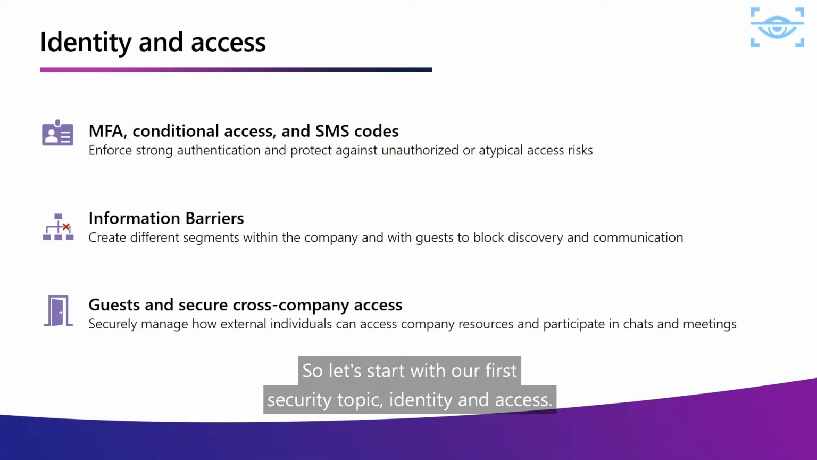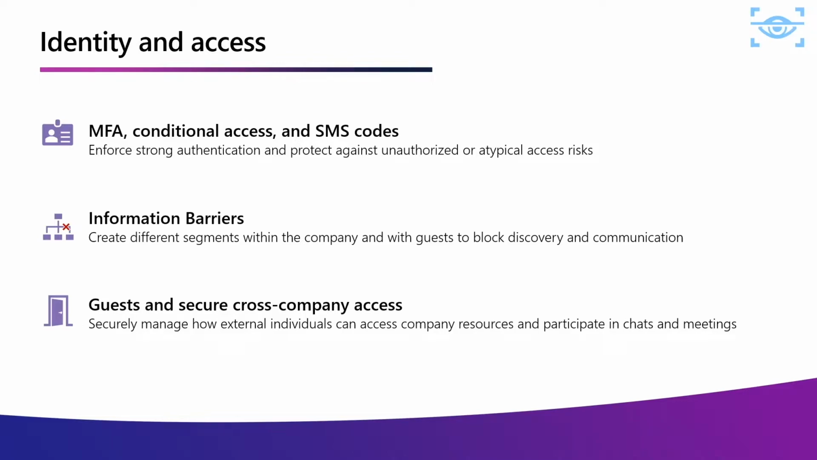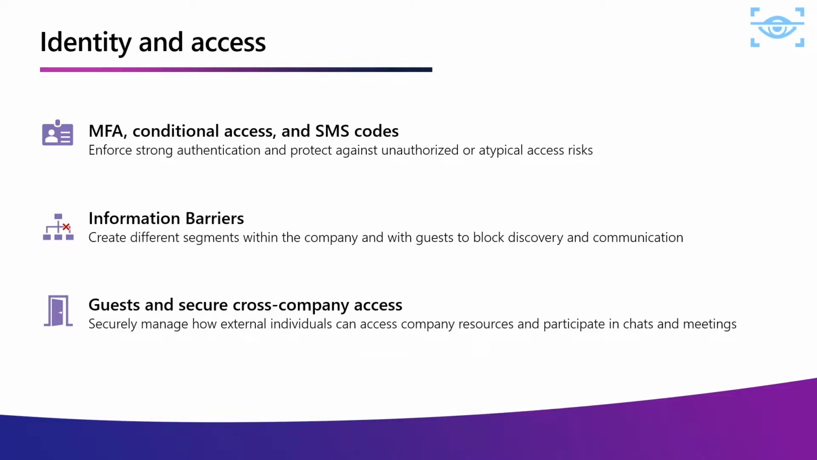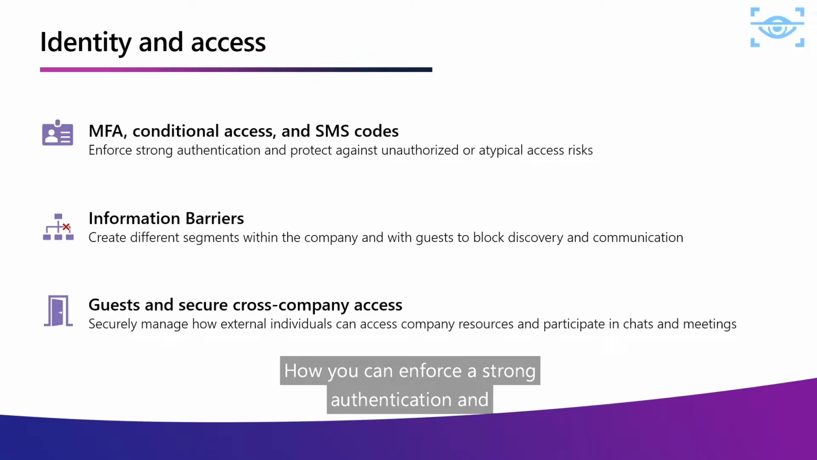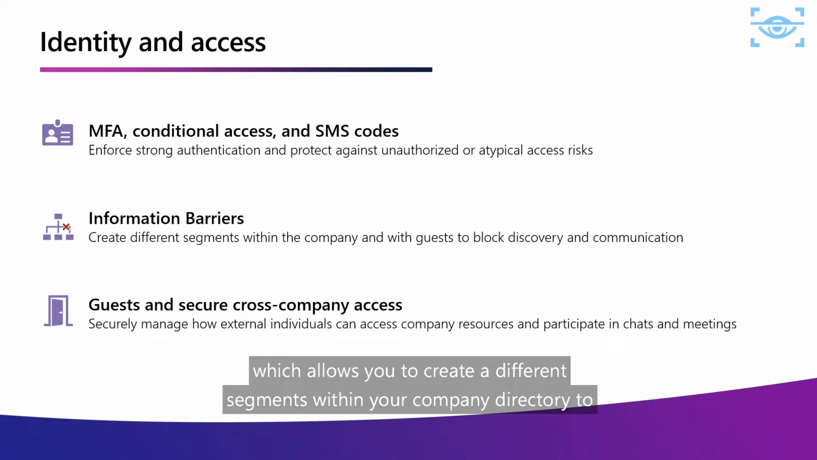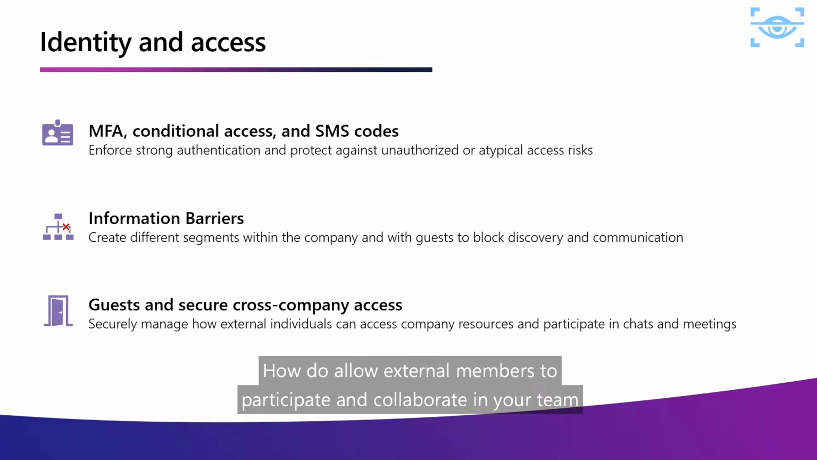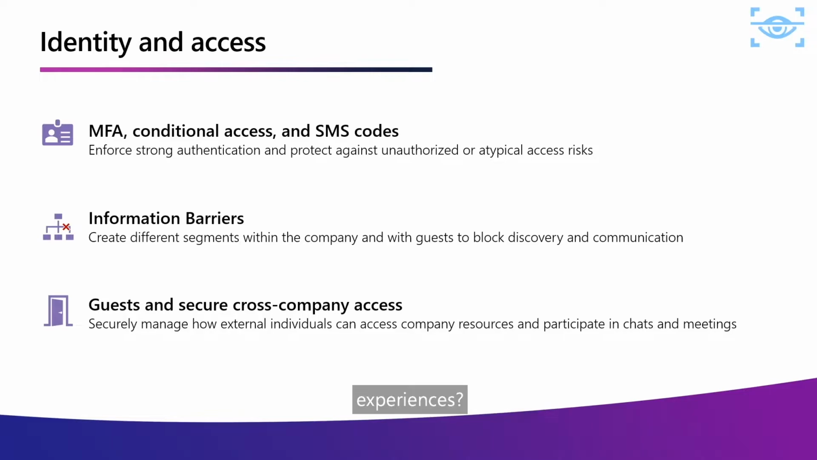So let's start with our first security topic, identity and access. And here we're going to talk about three specific areas. First, multi-factor authentication, conditional access, and SMS codes. How you can enforce strong authentication and protect against unauthorized or atypical access risks. Second, information barriers, which allows you to create different segments within your company directory to block discovery and communication as appropriate. And third, managing guest access, how to allow external members to participate and collaborate in your team experiences.